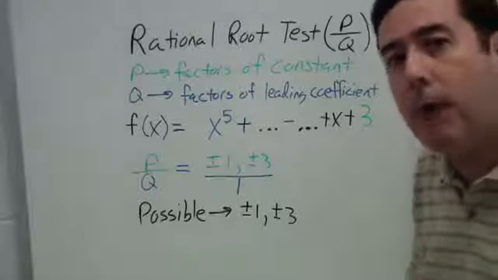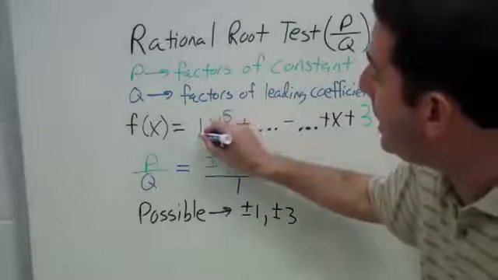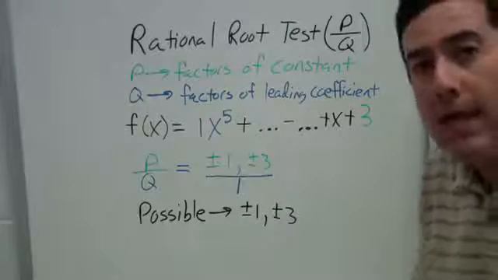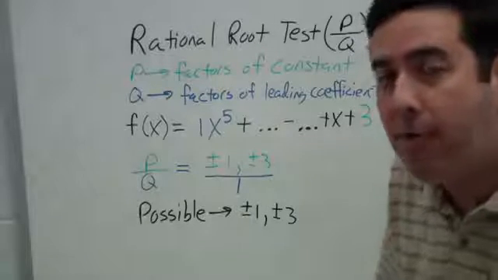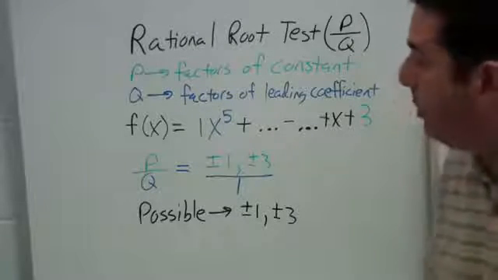Now, this particular problem is about as friendly as they can be because it's got a leading coefficient of 1. That means the bottom of my fraction with the rational root test is just a 1 on the bottom.